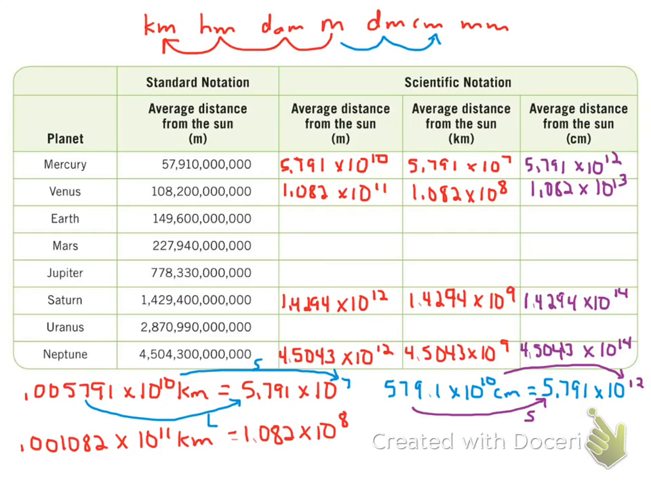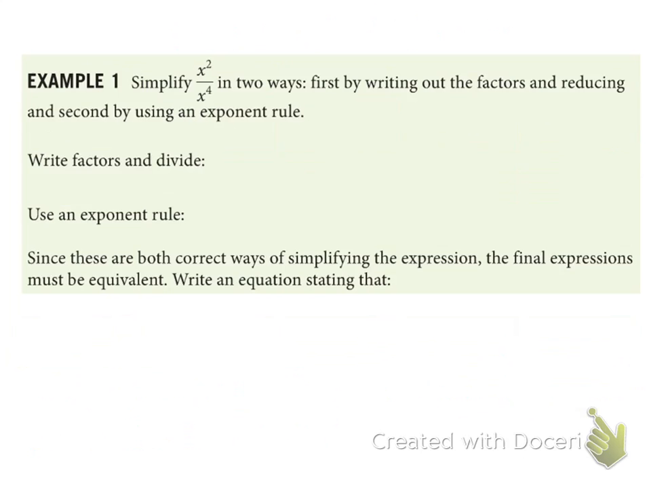So example 1, simplify x squared over x to the fourth in two ways. First, by writing out the factors and reducing, and second, by using an exponent rule. Okay, so first of all, writing the factors. What does x squared really mean? X times x. And x to the fourth power? We have the x 4 times.